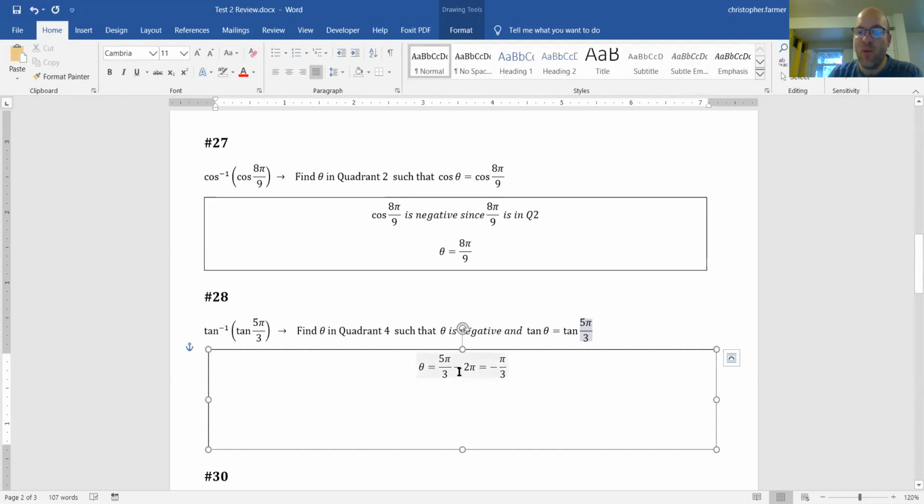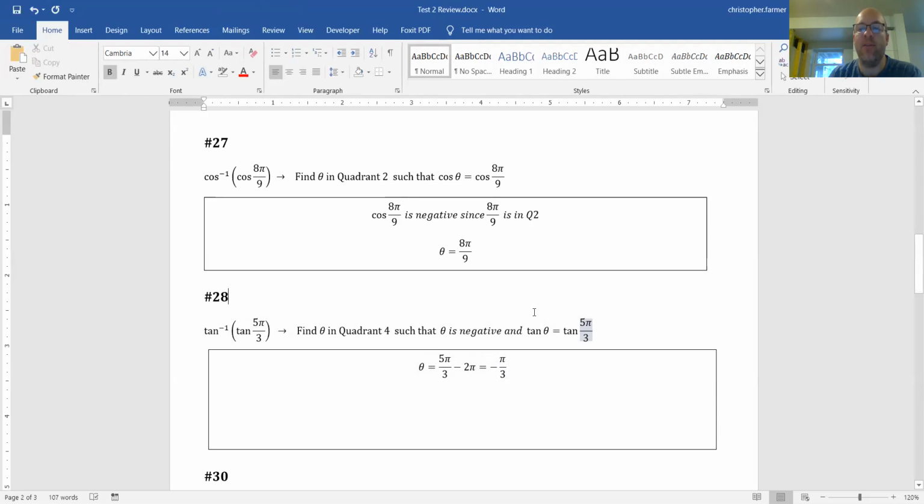If you know that you have the right angle, but you're missing the sign, or even if you have an angle that's in the wrong quadrant, you can just do arithmetic either with coterminal angles or, excuse me, reference angles in order to make that work out.